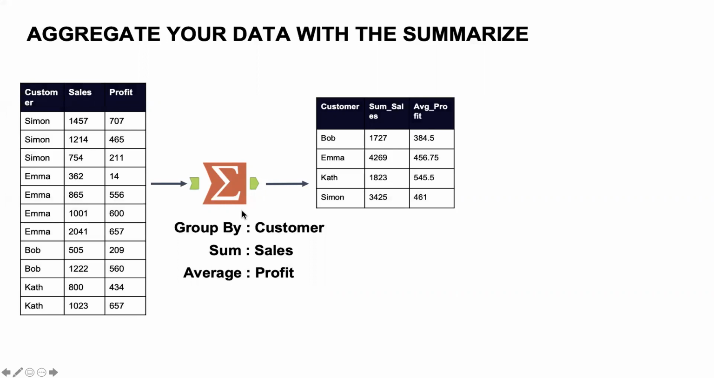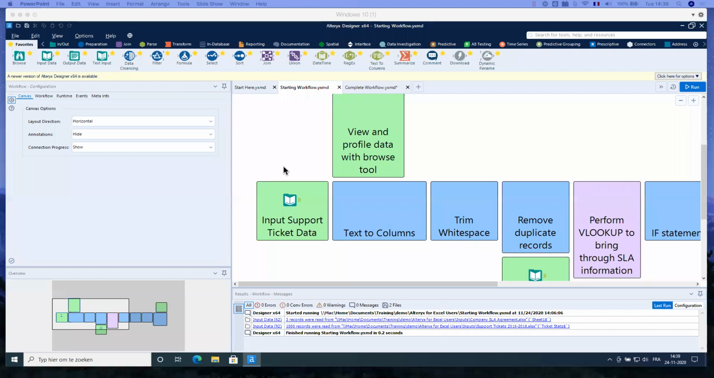And the last one, we will see how to aggregate our data with the summarize tool. In this example, you have a table with customer, sales, and profit. We want to create a simpler table where you group by customer, and take the sum of sales by customer and the average profit by customer. This is the pivot function in Alteryx. So let's go into the starting workflow.